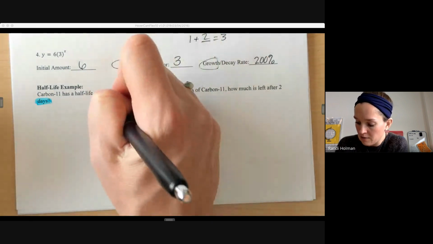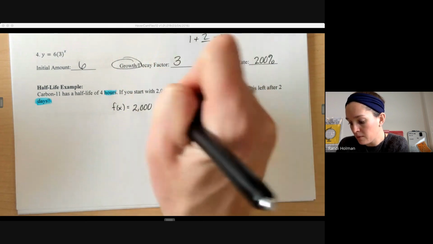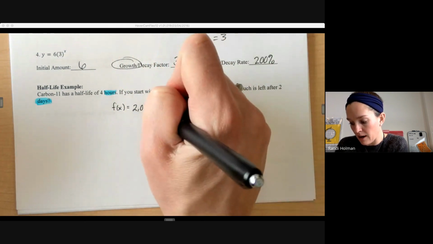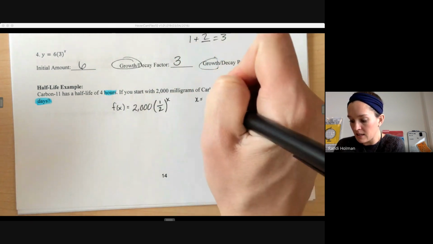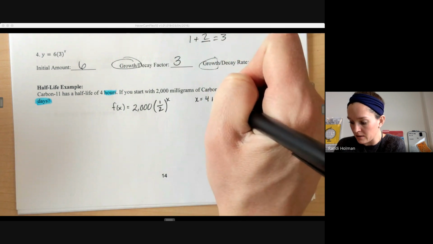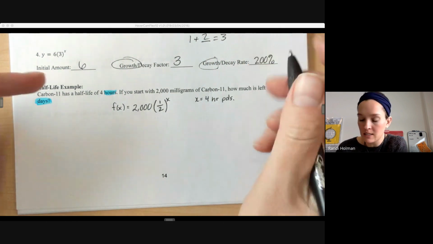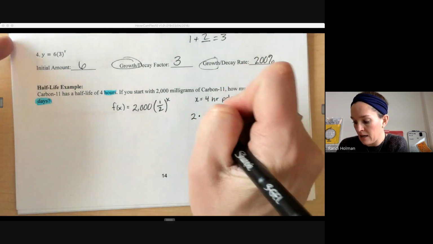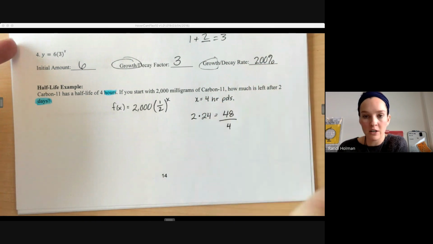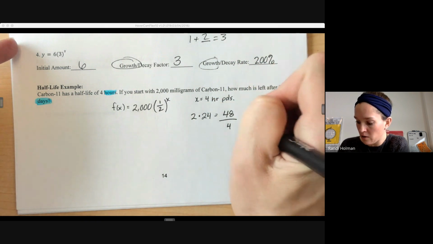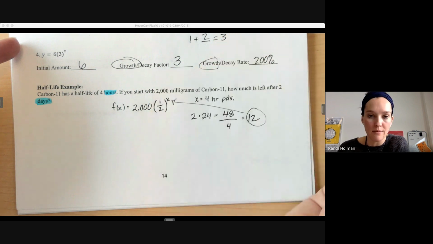But we're going to say our function f of x equals, what did we start with? 2,000 milligrams. It's a half-life, so we're multiplying by a half to the x, okay? And then keep in mind that x is 4-hour periods. So if I want to figure out what to put in for x, I need to say 2 days is times 24. That's 48 hours. So to figure out how many 4-hour periods, we're going to divide by 4, and we get that it's 12 4-hour periods. So that is what we're going to put in place of x here.